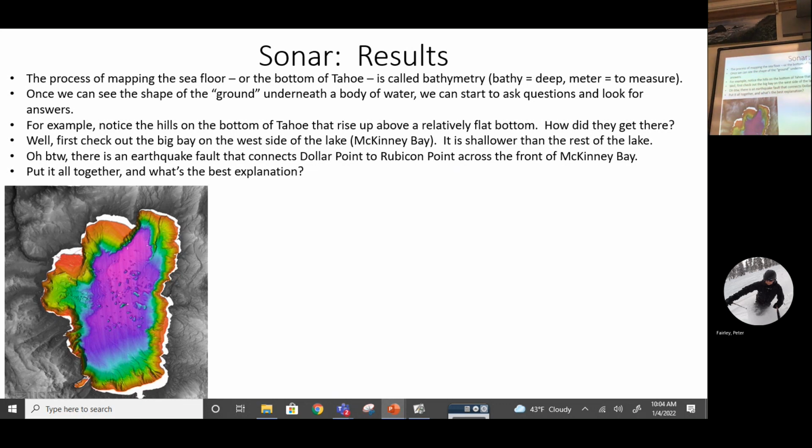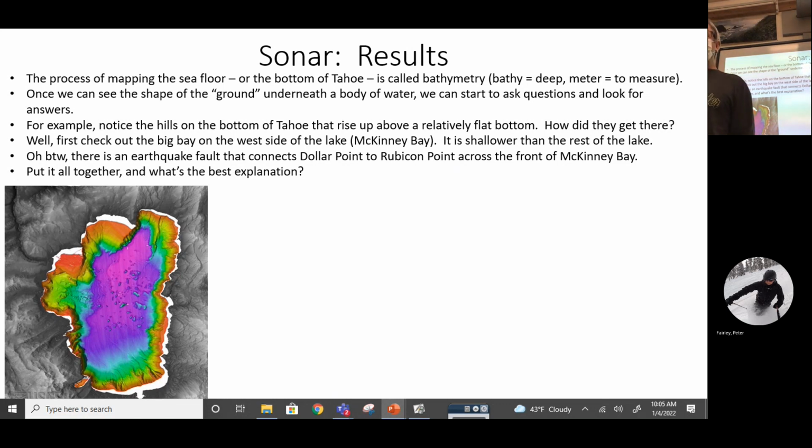Bathy means deep or depth, and whenever you have meter or metry, it means to measure. So what is mapping the seafloor? It's measuring the depth, isn't it? It's bathymetry, measuring the depth of something in order to make a map of it.